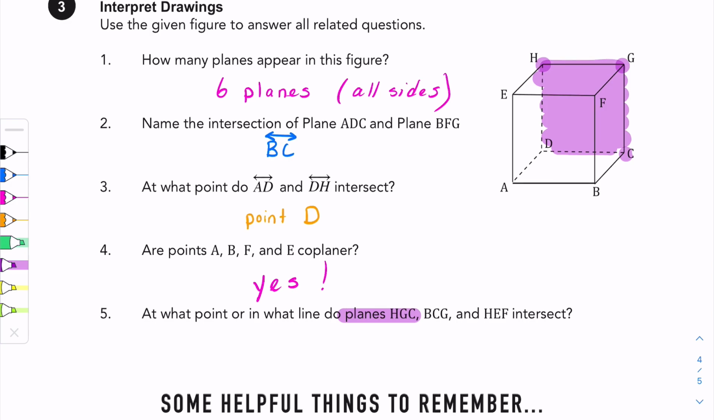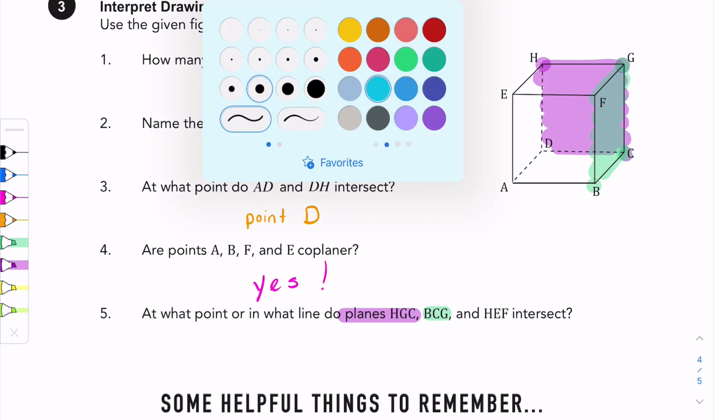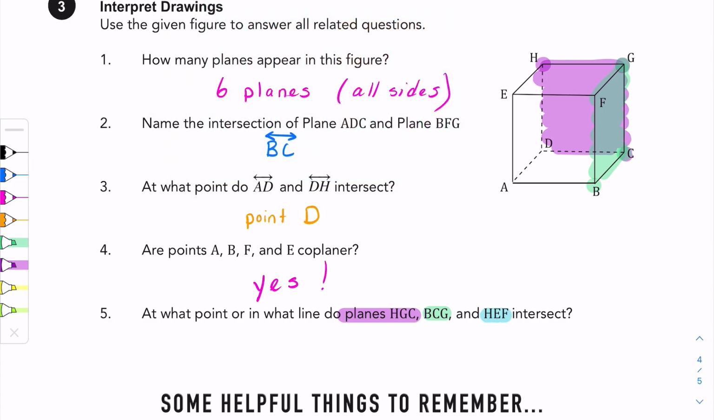Switch to green. Plane BCG, BCG, that's this side plane here. Okay, and lastly, we're going to look at plane HEF. HEF, that's the top of this figure.